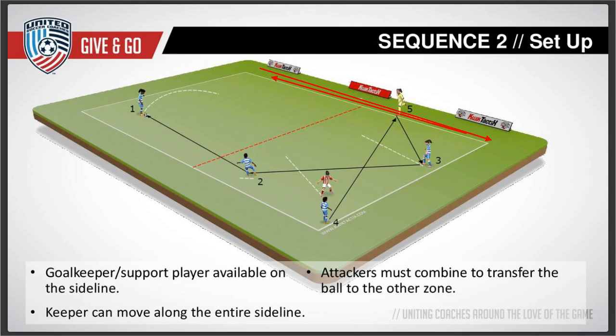And the idea is, before you pass the ball from one side of the area to the other, you must combine with the peripheral player with at least 3 passes between you, and then you can transfer the ball to the other end.